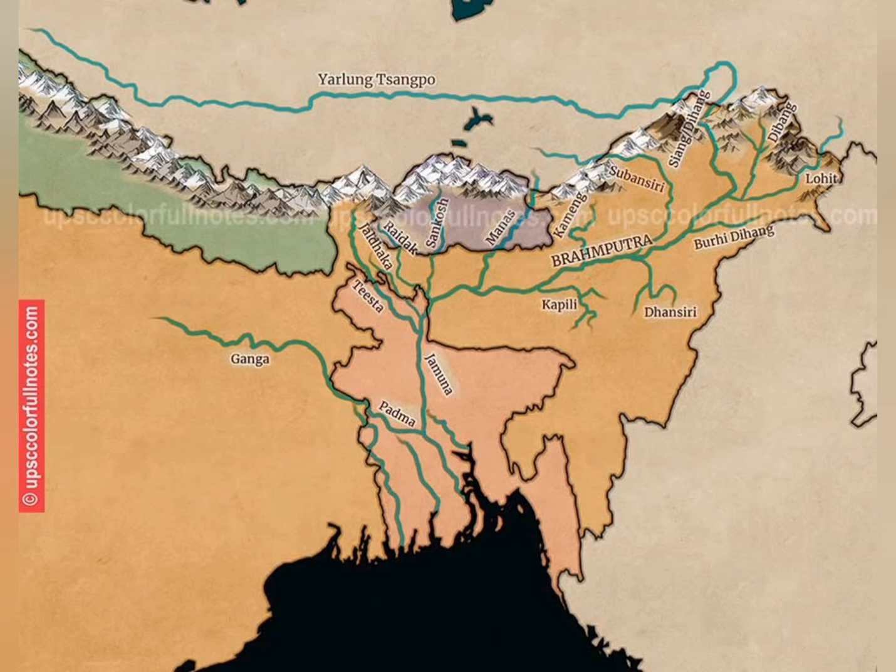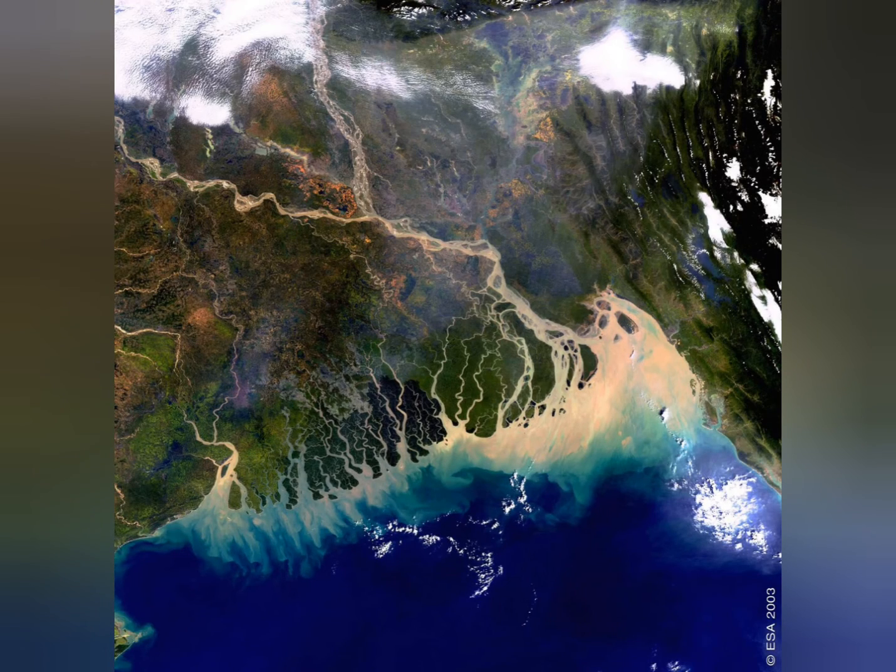the right bank, while joining it on the left bank are Buri Dihing and South Dhansiri. After flowing westwards for about 800 kilometers through the fertile plains of Assam, the Brahmaputra turns southwest and enters Bangladesh, where it forms a delta together with Ganga before entering the Bay of Bengal.